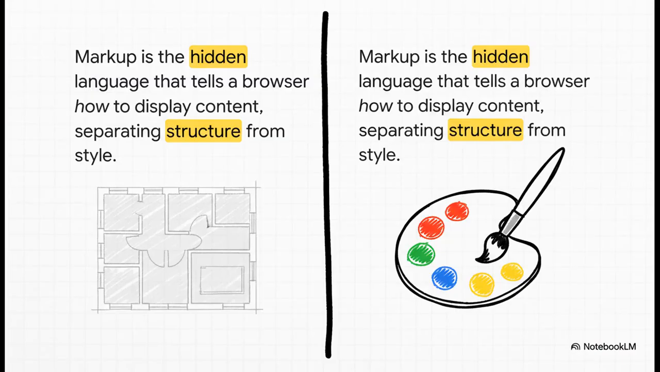What markup does is add these invisible instructions to plain old text. And here's the key part. It doesn't say, hey, make this text big and bold. Nope. All it says is, this text is a heading. That's it. The browser handles the rest. And this idea, this separation of structure from style, it's honestly one of the most important concepts that makes the web work the way it does.